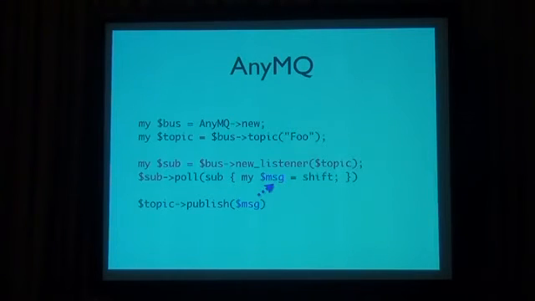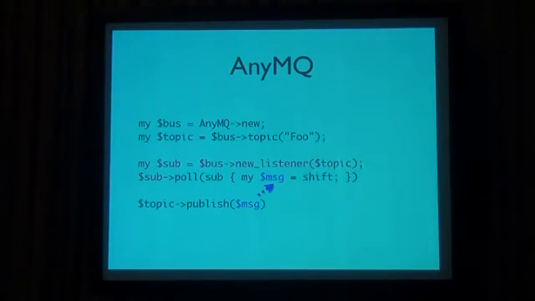So here's how you use AnyMQ. Basically, you have a bus, which serves messages and the listeners and everything. And you can create a topic called foo, like that, bus topic. And then you create a subscriber which listens to one or more than one topics. Okay, so you say you want to create a new listener which listens to the topic we just created.